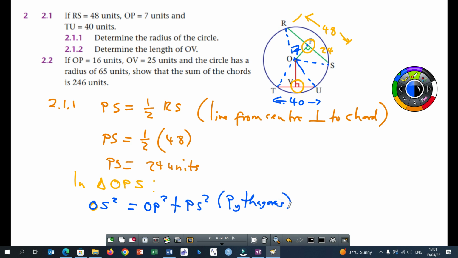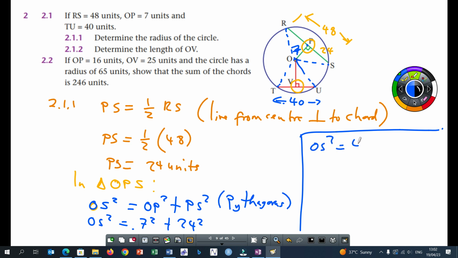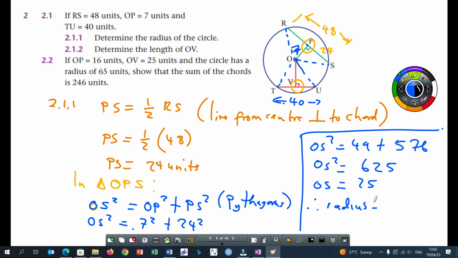Okay, now I need to calculate. So OP is going to be 7 squared, and PS is going to be 24 squared. I'm going to carry on here, and so that will give me 49 plus, this is 5 what? Okay, so you get 57. So if you add the 2, you get 625. So OS is going to be 25. Therefore, the radius will be equal to 25 units.